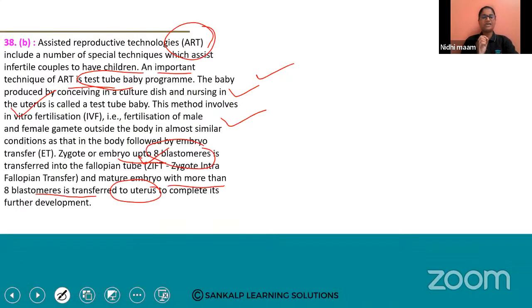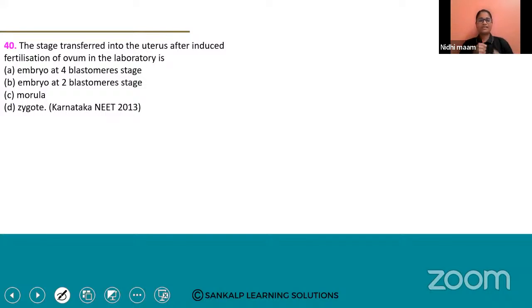So option B is the right answer. Next question. The stage transferred into the uterus after induced fertilization of ovum in the laboratory.